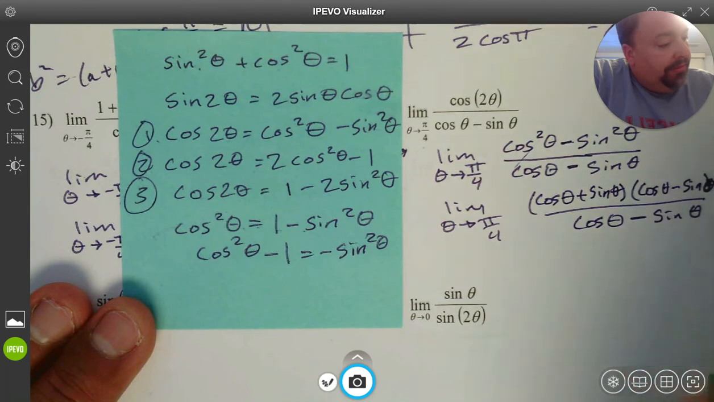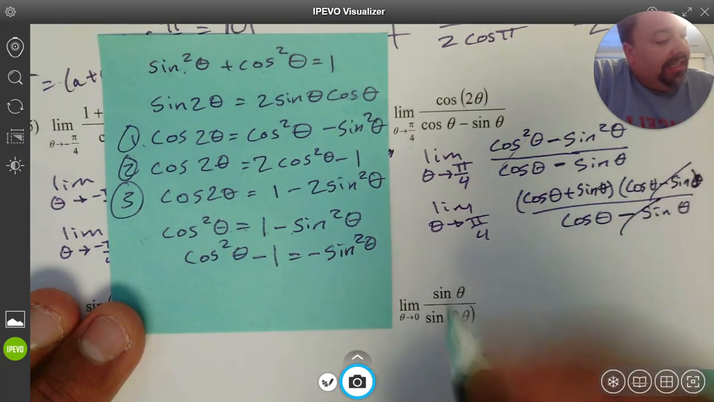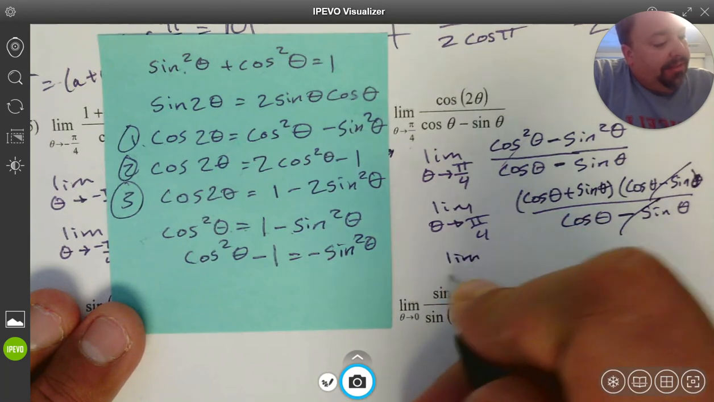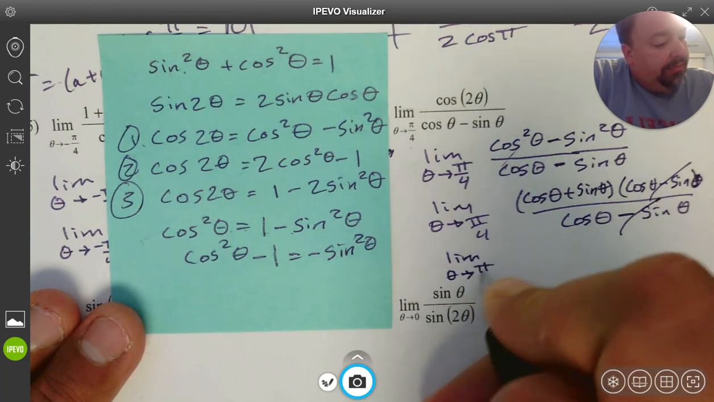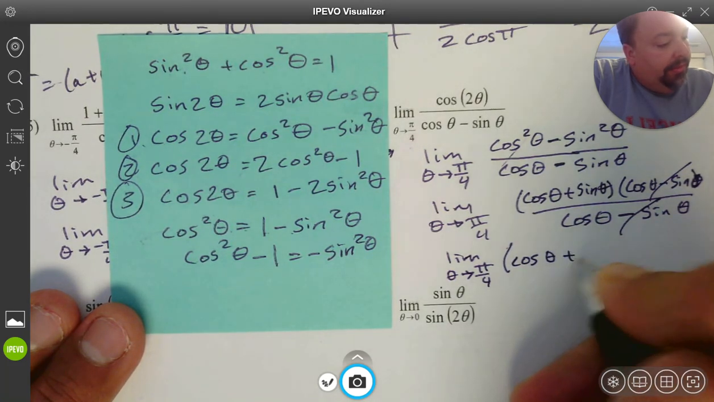Running out of room there. Sorry, that looks messy. So the cosine theta minus sine theta would cancel out, and we would have the limit as theta goes to pi over 4 of cosine theta plus sine theta.